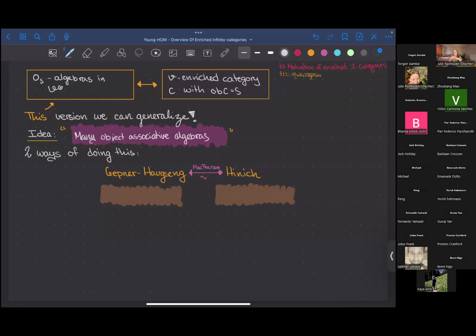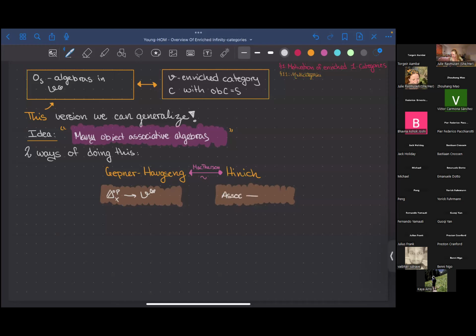And if we want to make an infinity categorical version of associative algebras with many objects, then there are two ways we can do it, right? When we are considering the algebra, we can either get an operadic gadget in the source that takes care of all of these many objects, or in the target. And there are two approaches that have been doing this. There's one by Gepner-Haugseng, where it is in the source that they consider an operadic gadget that takes care of all of this coherence structure. And then there's an approach by Hinich, which changes the target.